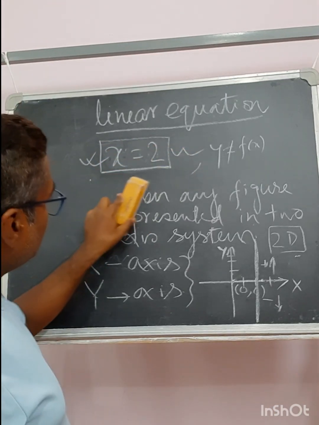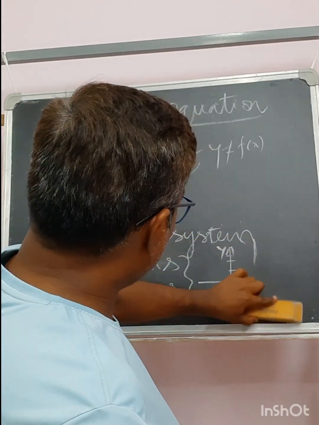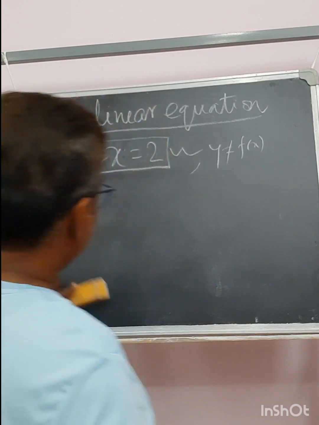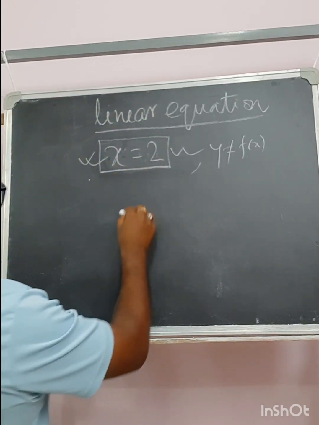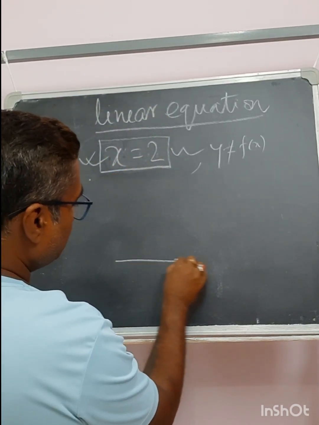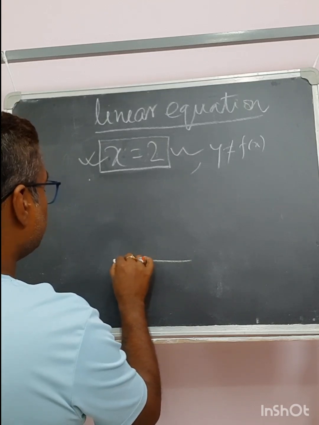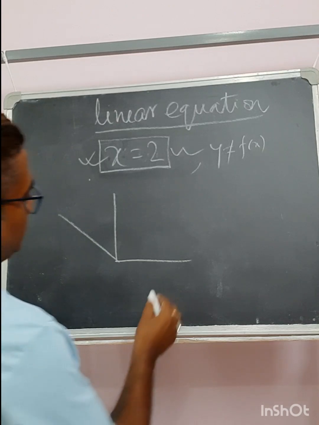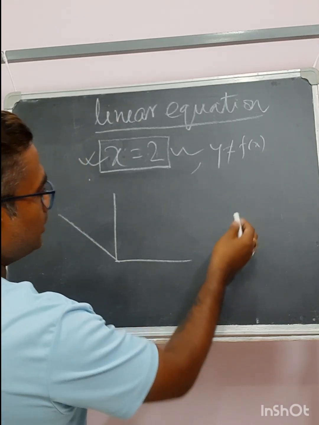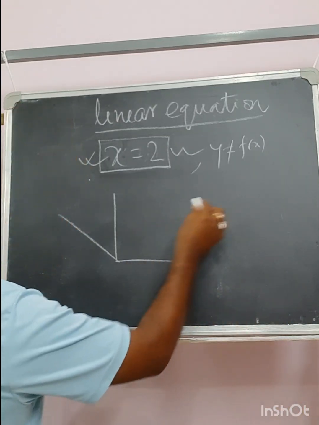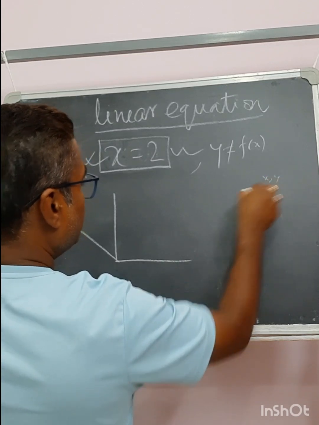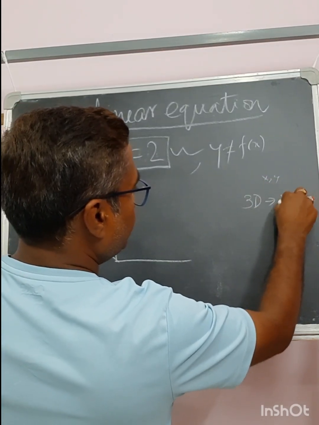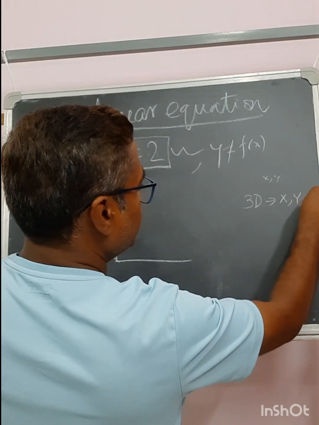Now I can also say that x is equal to 2 can also be an equation in the case of 3D. So in a 3D system there should be 3 axes. In 2D there is only x and y. In 3D there will be x, y and z axes.